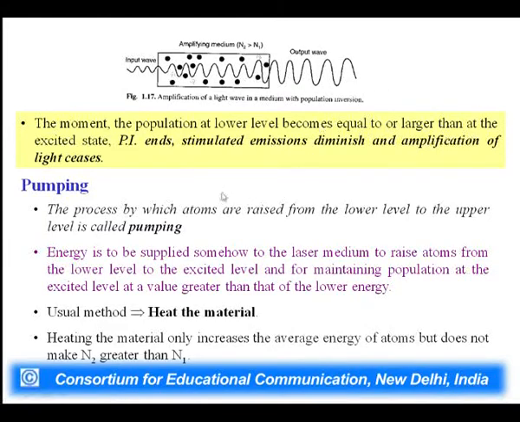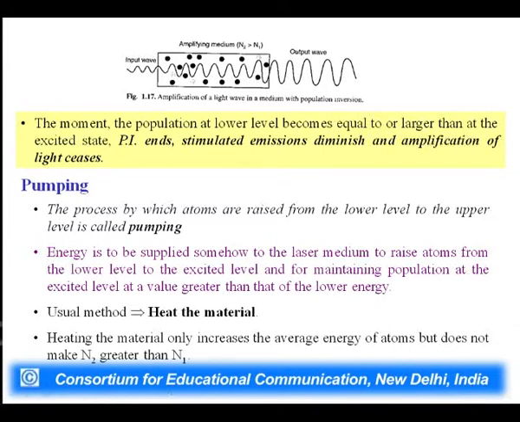How can it be possible? It can be possible by the mechanism of pumping. How can we achieve population inversion at the higher level? We excite more atoms to the higher level by some means. It means more electrons will be raised to the higher level by using pumping. The process by which atoms are raised from the lower level to the upper level is known as pumping. The energy is to be supplied somehow to the laser medium to raise atoms from the lower level to the excited level, and to maintain the population at the excited level at a value greater than that of the lower state.